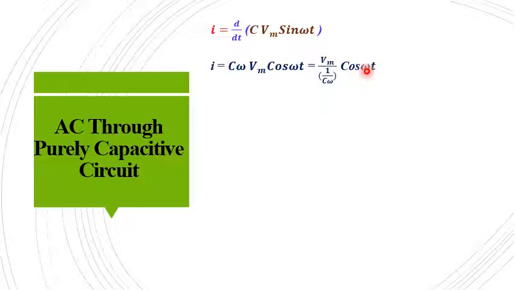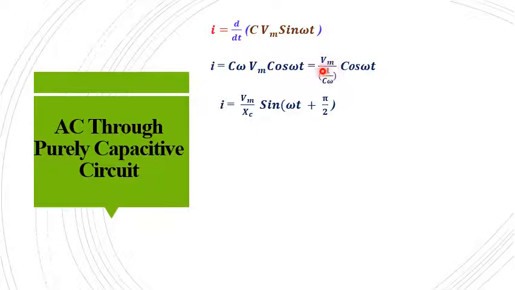So if we want to compare the voltage and current, we also need to write the current as a function of sine. So cos omega t can be written as sin(omega t plus pi by 2). So we will be getting current I as Vm by Xc sin(omega t plus pi by 2).